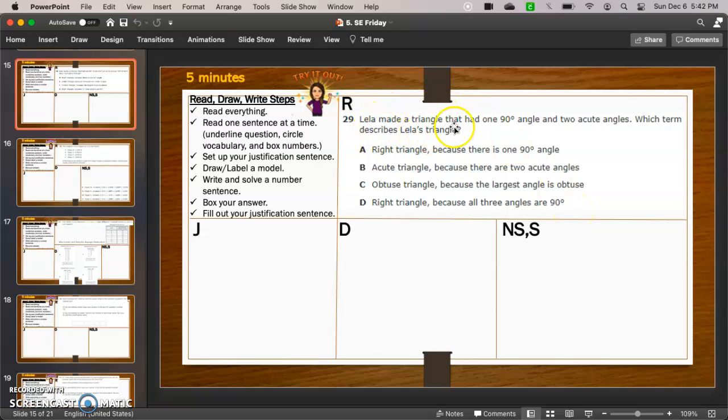Leela made a triangle that had one 90-degree angle and 2 acute angles. Which term describes Leela's triangle? A. Right triangle, because there is one 90-degree angle. B. Acute triangle, because there are 2 acute angles. C. Obtuse triangle, because the largest angle is obtuse. D. Right triangle, because all 3 angles are 90 degrees. Pause the video while you answer your question in Pear Deck.